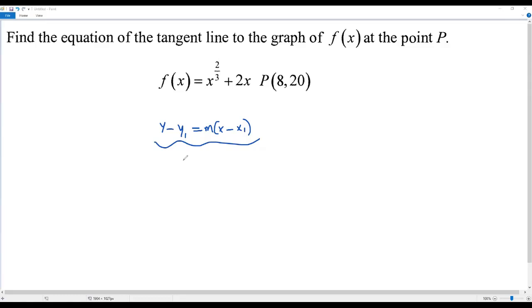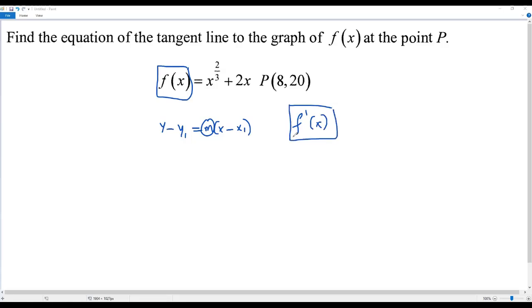For that, we have to plug in the given point (8, 20) for x1 and y1. That is, we plug in 8 for x1 and 20 for y1. And further, we have to plug in the slope for m. How do we get the slope of the tangent line? To get the slope of the tangent line, we have to find the first derivative of the given function, that is f prime of x. So f prime of x represents the slope of the tangent line.